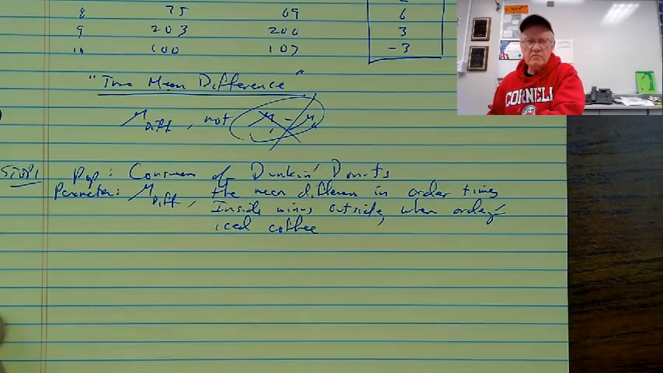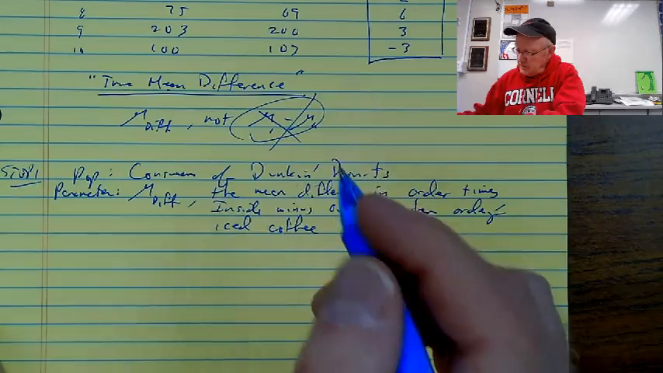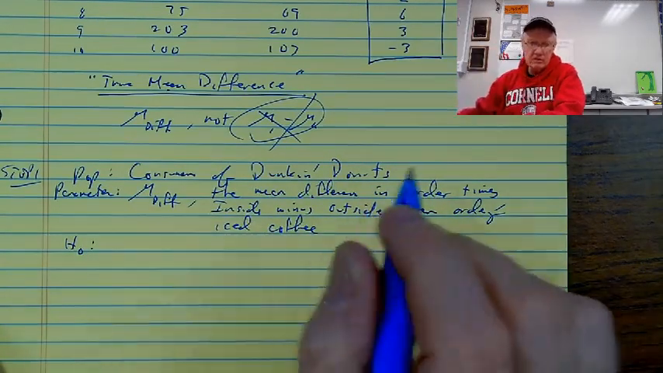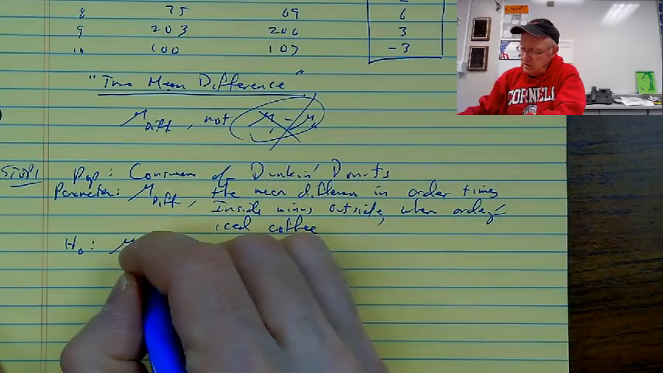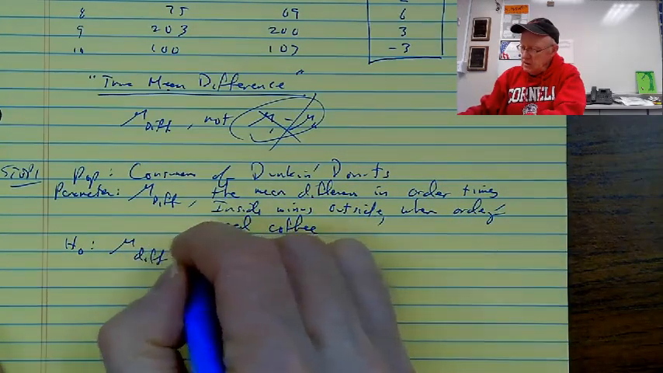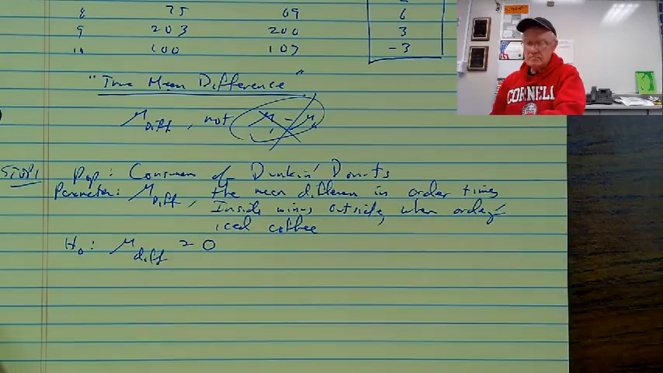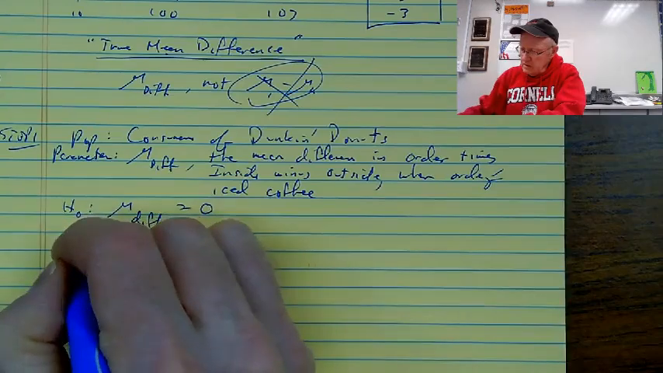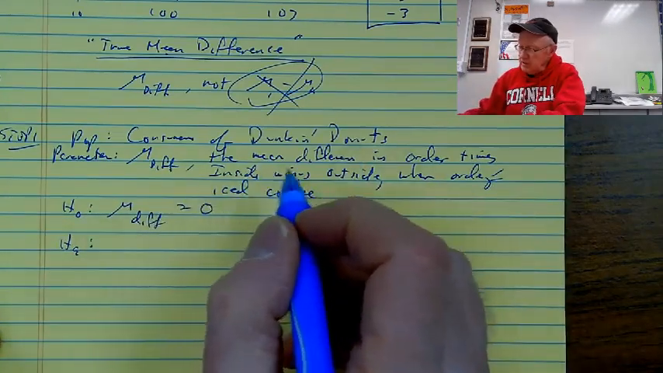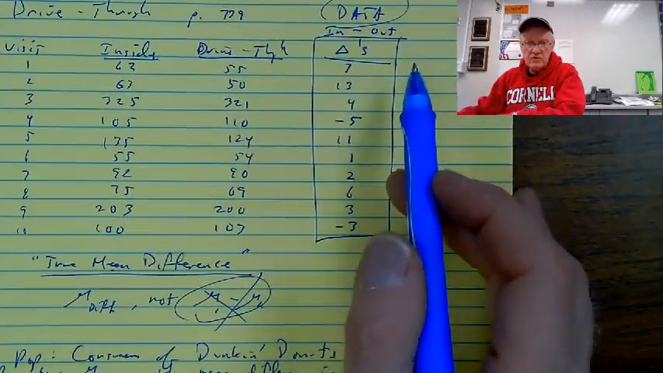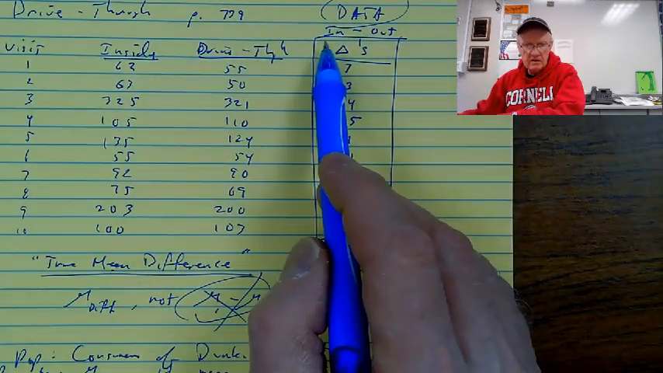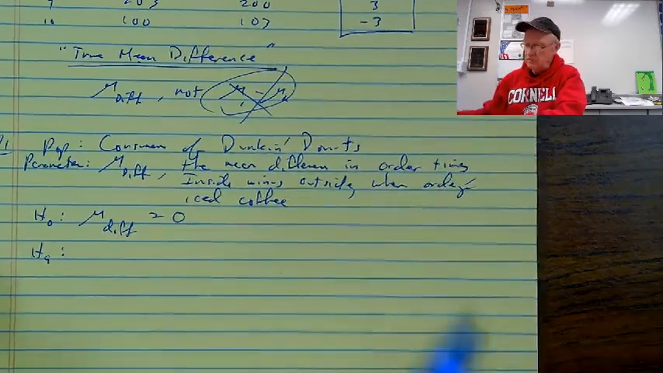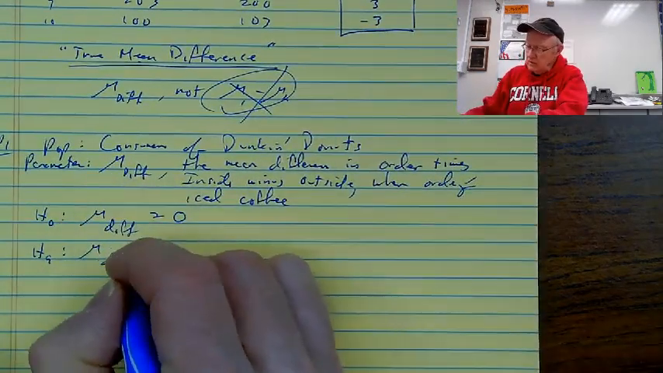But now we need hypotheses. So the null hypothesis is that on average there is no difference. In other words, the mean difference equals 0. On average, there is no difference. And the alternate, and let's get this right, because I subtracted inside minus outside, that means that I'm on the lookout for a positive mu diff. So that mu diff is greater than 0.